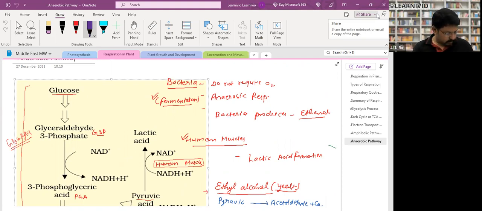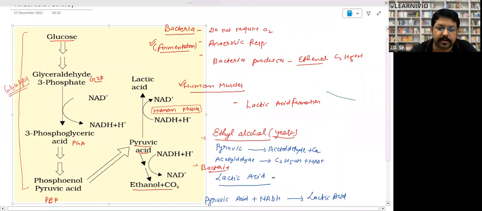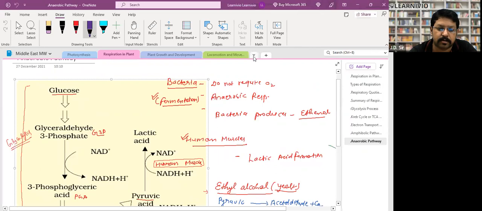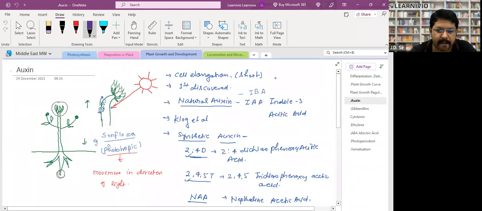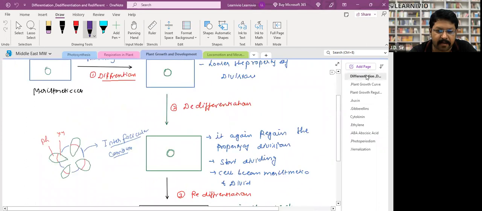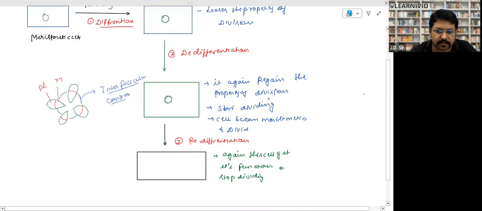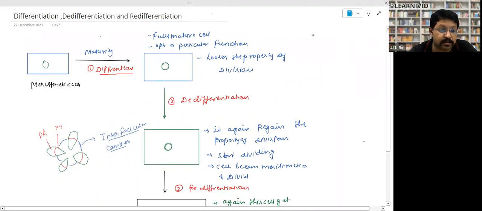Next one is respiration. Plant growth and development. Here you will get the question from hormones only. Plant growth and development. Auxin, gibberellin, abscisic acid, all are important. Yes, these concepts are also important. Very, very important.